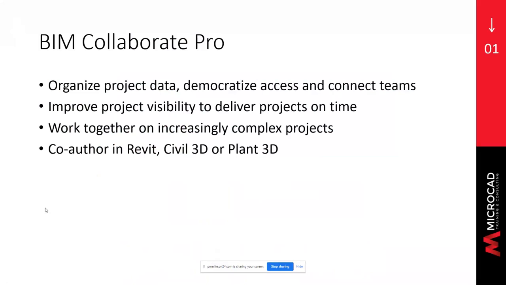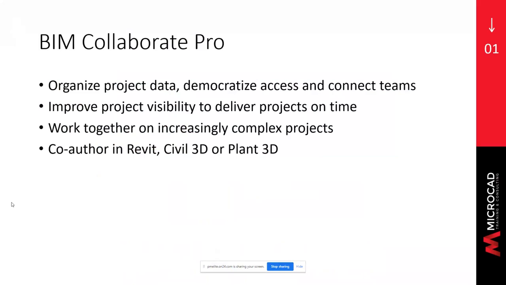BIM Collaborate Pro also provides help for the project managers so they can see what's going on with the project, who has accomplished what, and what issues are still outstanding. And it could be people who are working in Revit or Civil 3D or Plant 3D, depending on the kind of project you're working on, or a combination of those. So BIM Collaborate Pro really is the glue that ties all the different needs together, whether it's the individual author's needs or the needs of the project manager or anyone else that needs to review the overall project.